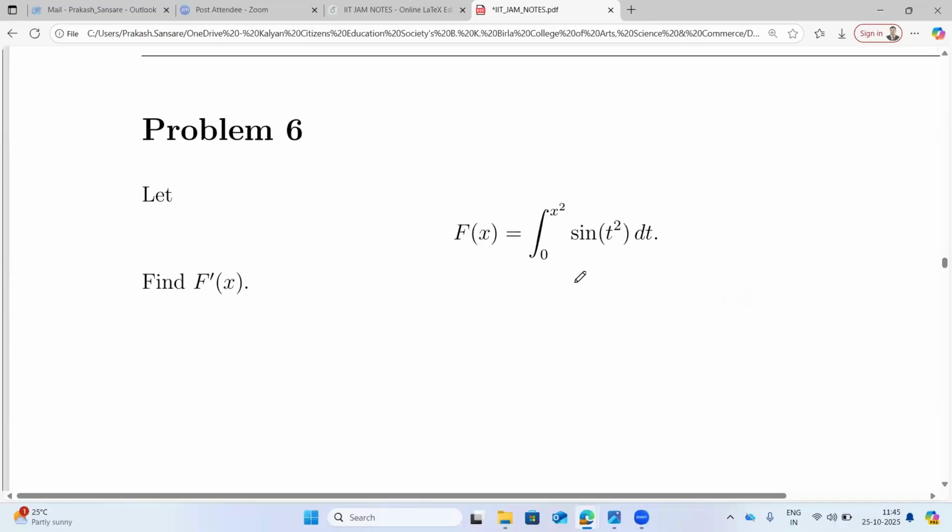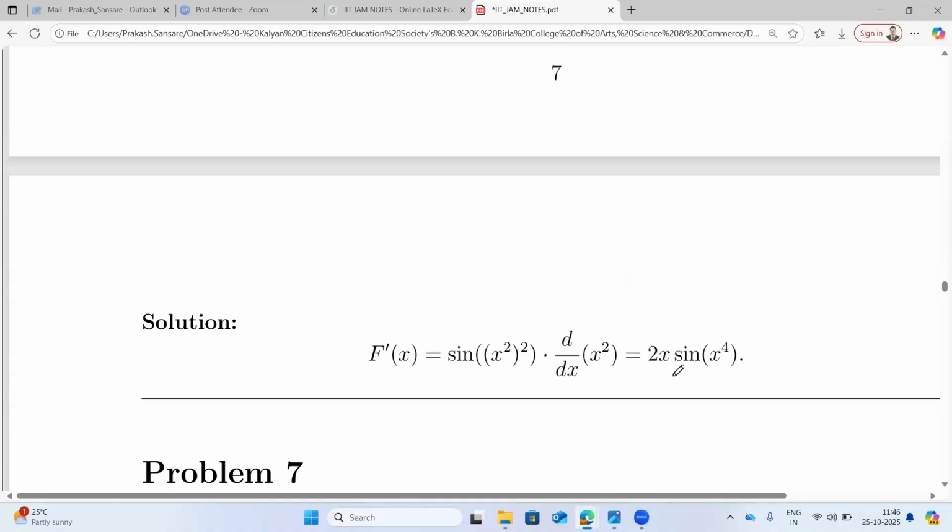No, this is again a similar type of question. F of x is equal to sine of t square. So f dash x will be straight away, it will be sine, instead of this, it will be, can anyone quickly? Sin x to the power 4 into 2x. Very good. Yeah. 2x into sine x power 4.